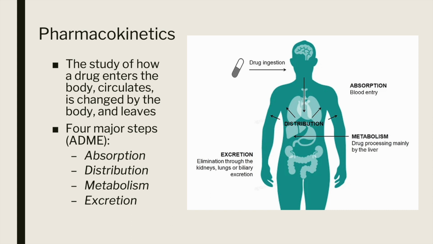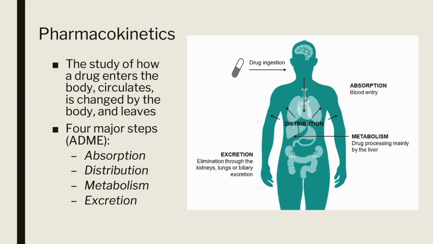All right, now we're going to look at pharmacokinetics. So what are pharmacokinetics? This is the study of how a drug enters the body, circulates, is changed, and then leaves. The four major steps involved in the pharmacokinetic process we call ADME: absorption, distribution, metabolism, and excretion. We ingest the drug, the body begins to absorb it, figures out where the drug needs to go, and distributes it throughout the body.